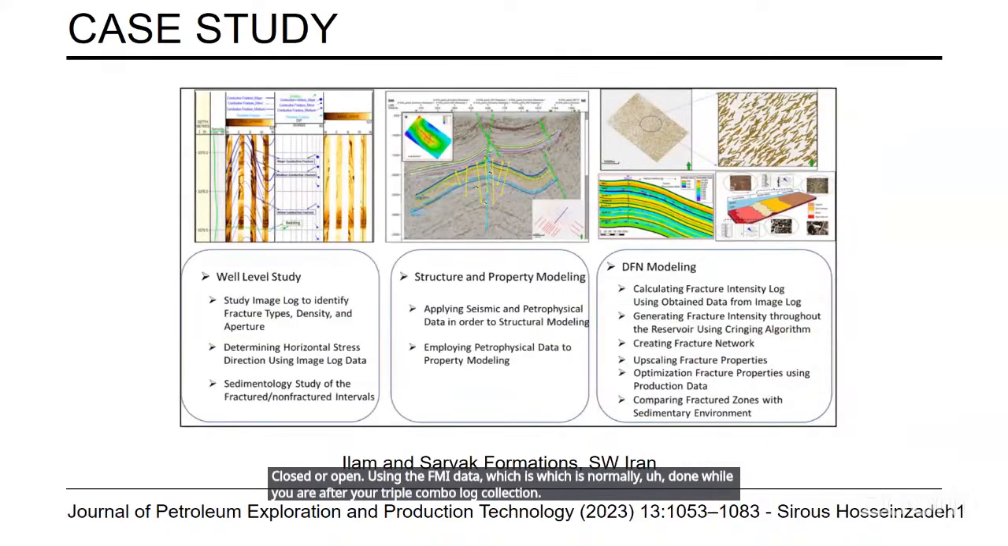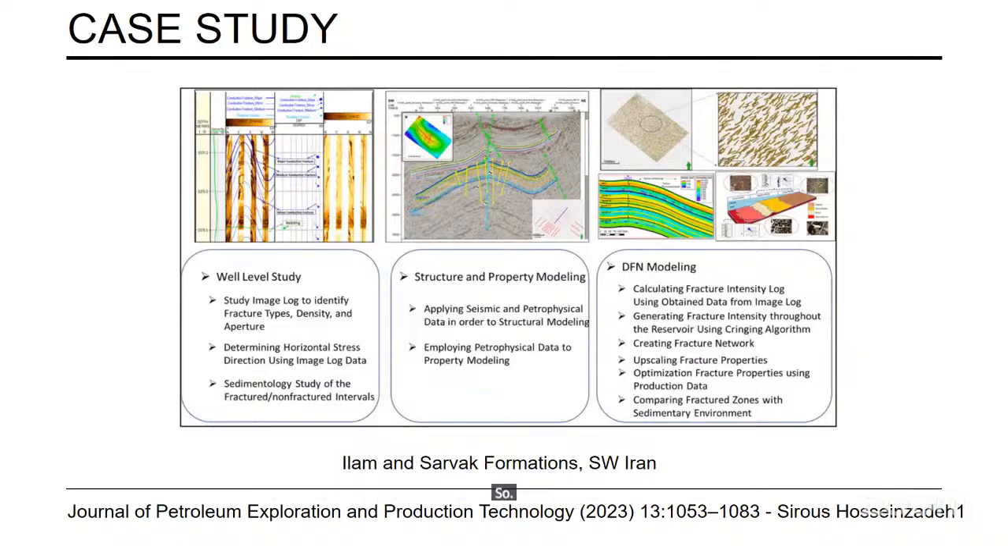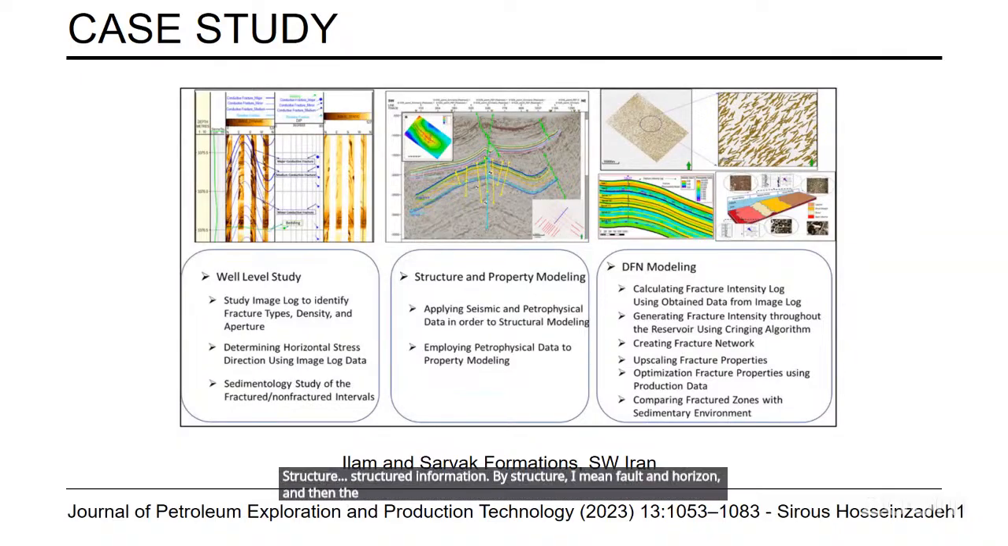Now, I'm going to talk about a case study from the Ilam and Sarvak formations from southwest Iran. The case study gives a holistic idea about how all the information, starting from the well level information and structural information, by structure I mean fault and horizon, and then the attribute information, is taken to create a DFN model, and then how you predict that.